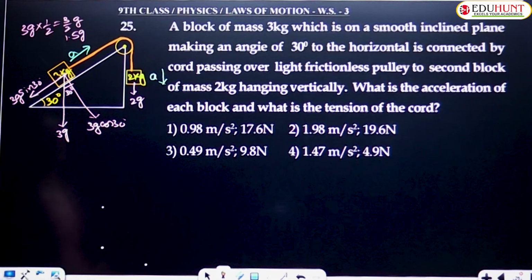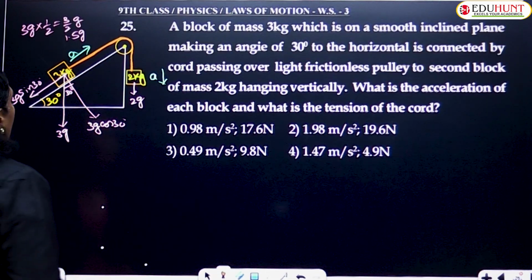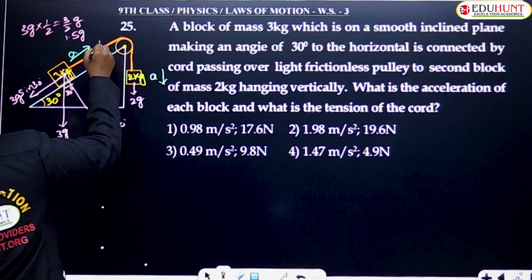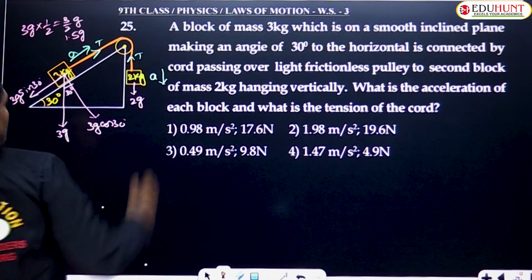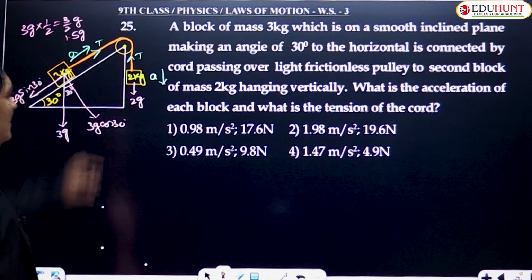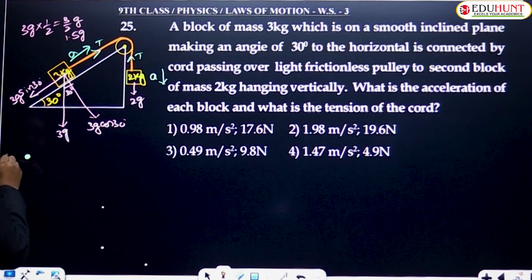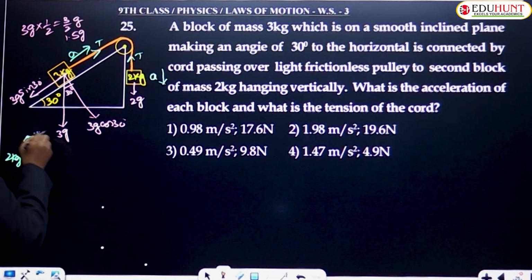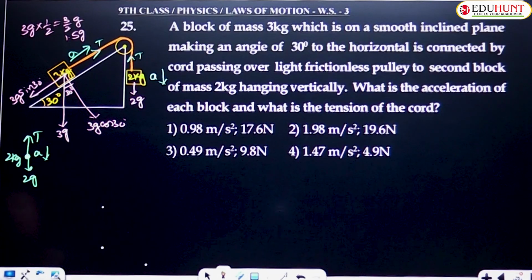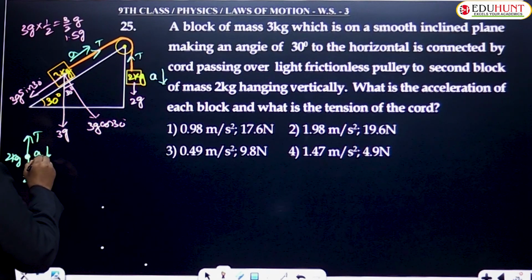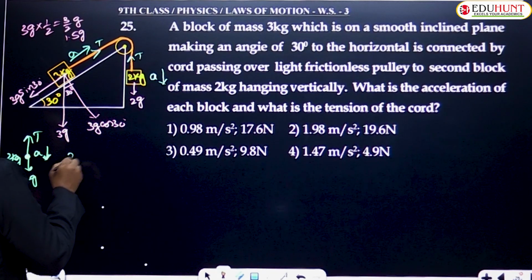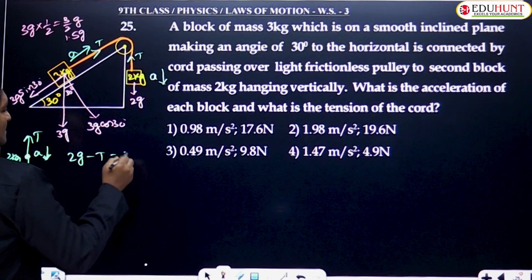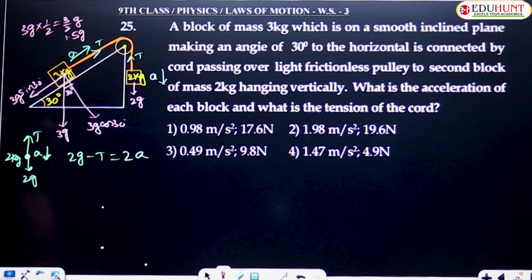So now, as usual, let us try to plot the free body diagram. So tension acting in the string is taken as T. First of all, let us try to picturize this, children. For the 2 kg mass which is hanging vertically, 2g is acting downwards and tension T is acting upwards and acceleration downwards. Equation of motion for this is given as 2g minus T must be equal to 2a. Let us keep it as equation 1.